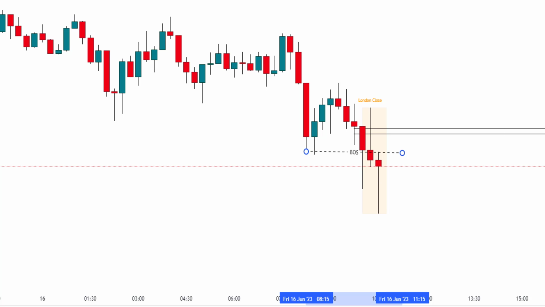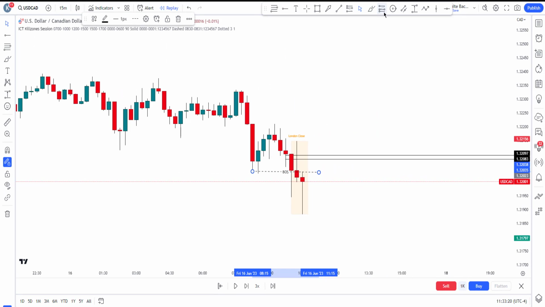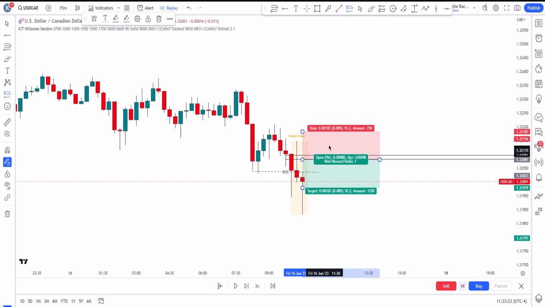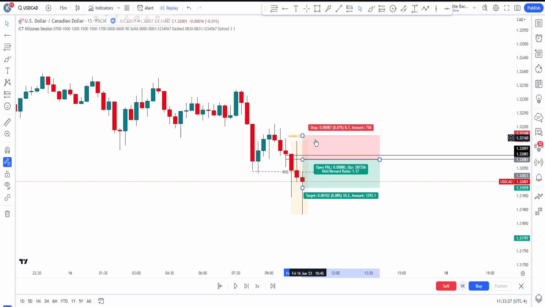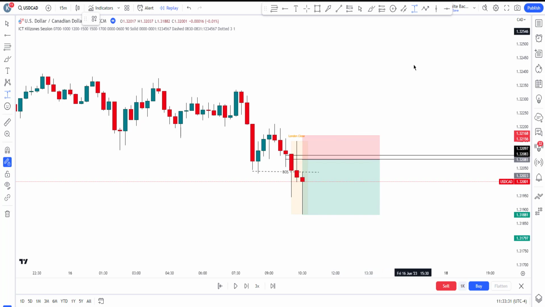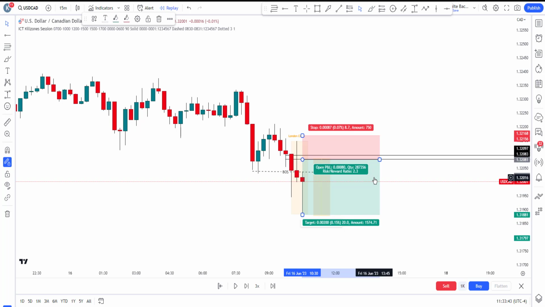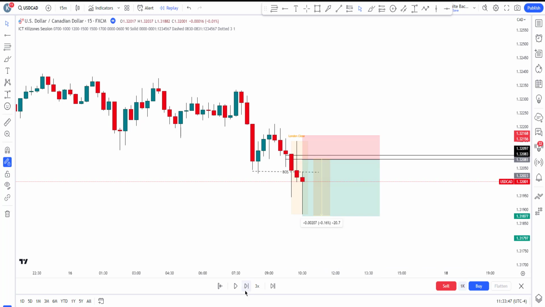In case you want to use this ICT London Killzone for trade entry, this is my take for it. My stop loss is obviously above this high, and I'm targeting 10 to 20 pips, but I would like to use 20 pips, of course. Let's see, 20 pips, just somewhere around the target I just put right there. Let's see if we're going to get it correctly, just to have this trade work for us.